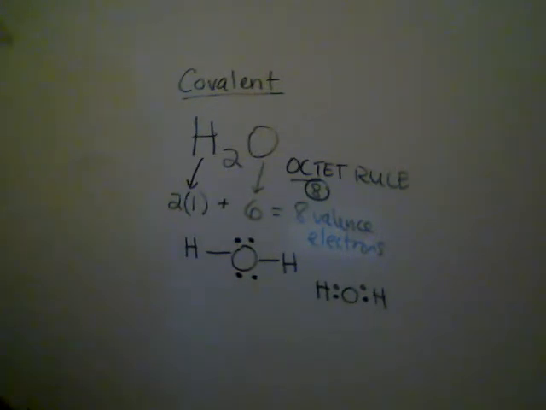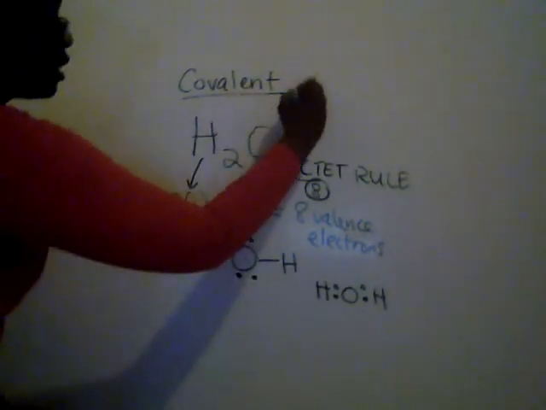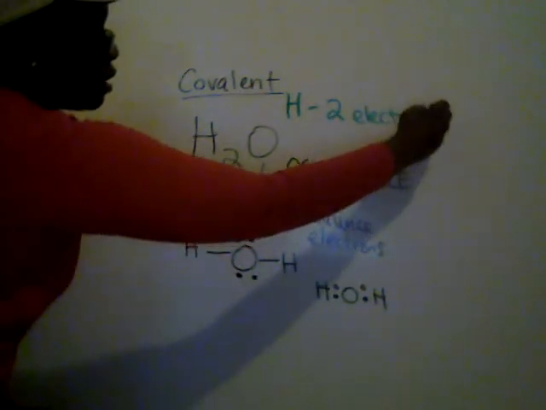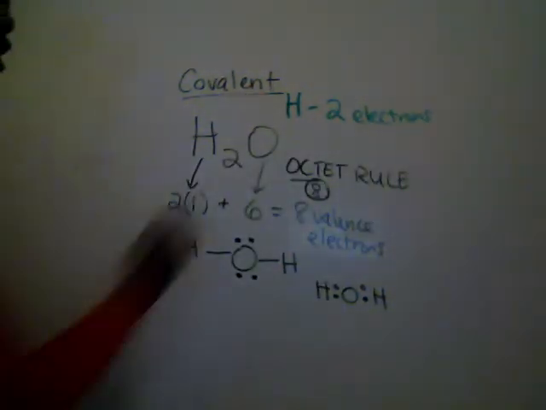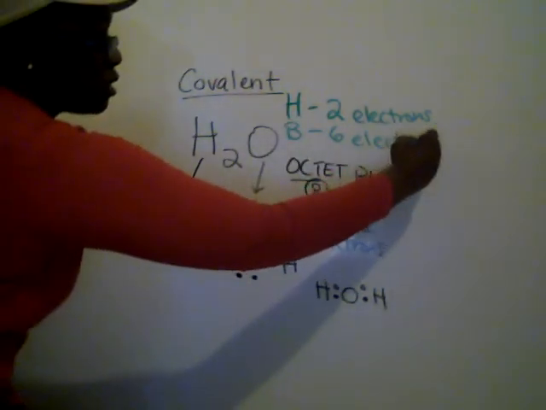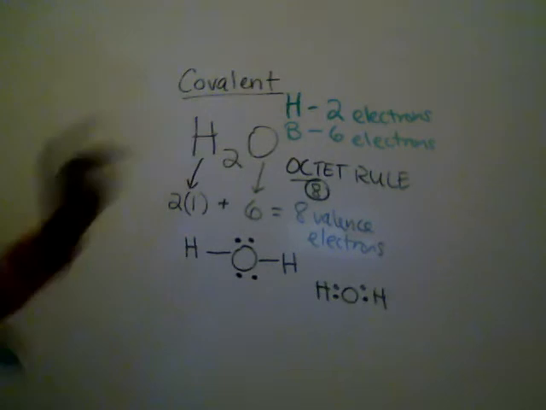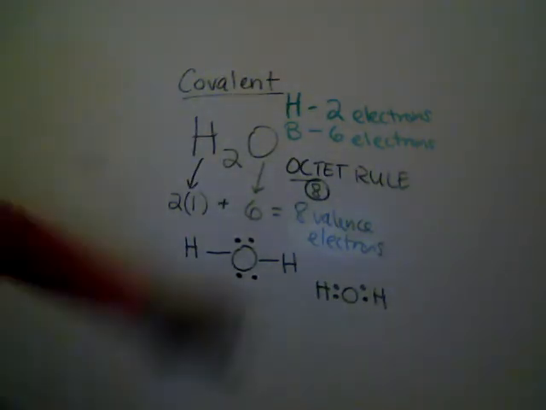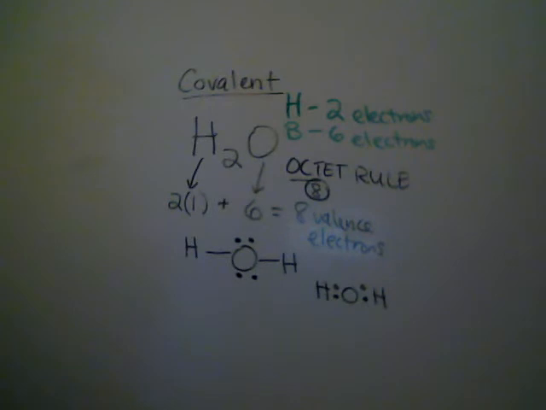So there's 2 exceptions you do want to keep in mind when we do Lewis dot diagrams. We've already talked about one, which is hydrogen. Hydrogen is fine with 2 electrons. The other exception is boron. Boron is fine with only having 6 electrons. So hydrogen is considered full by having 2 electrons. Boron is considered full by having 6. But every other element on the periodic table wants to have 8.